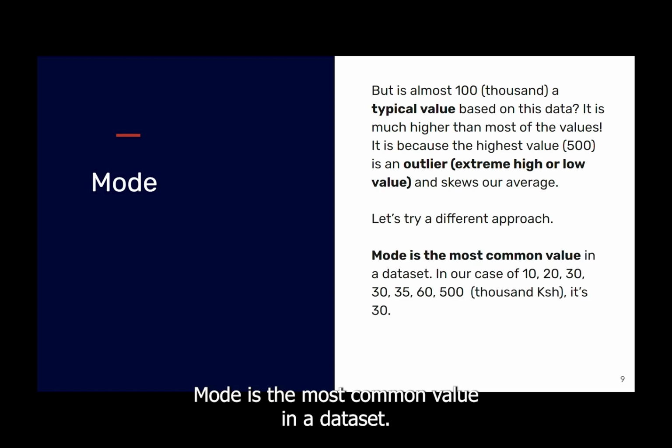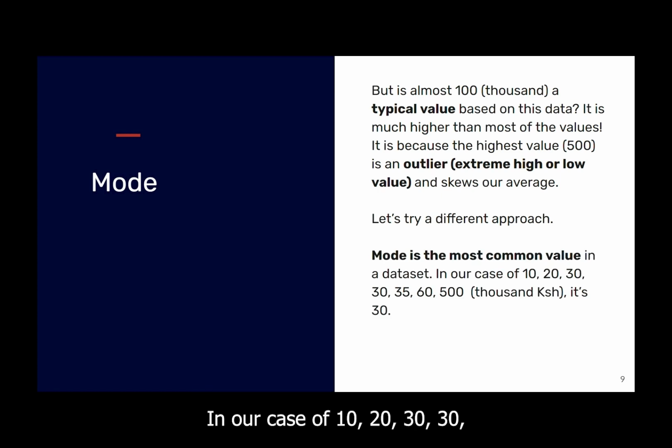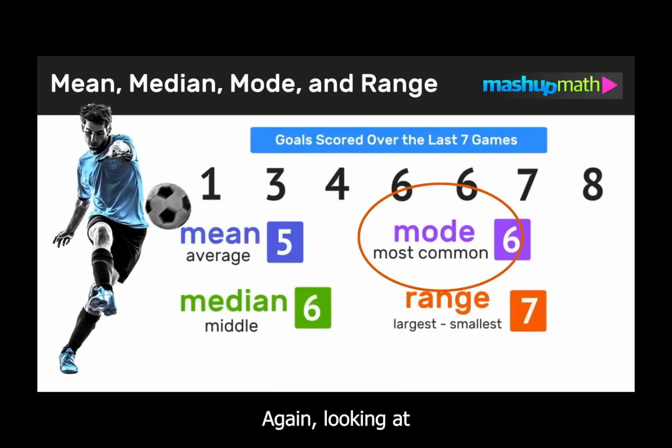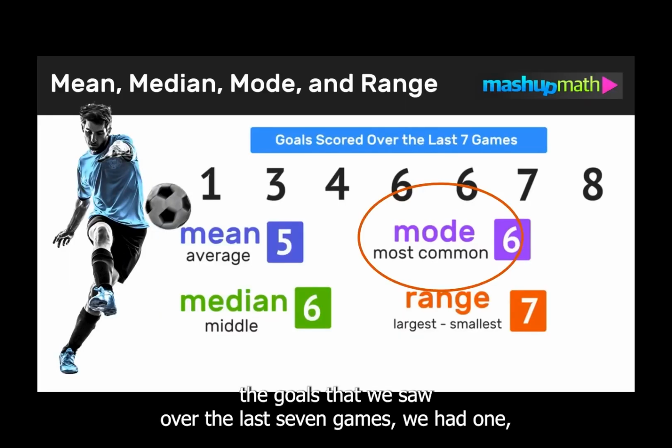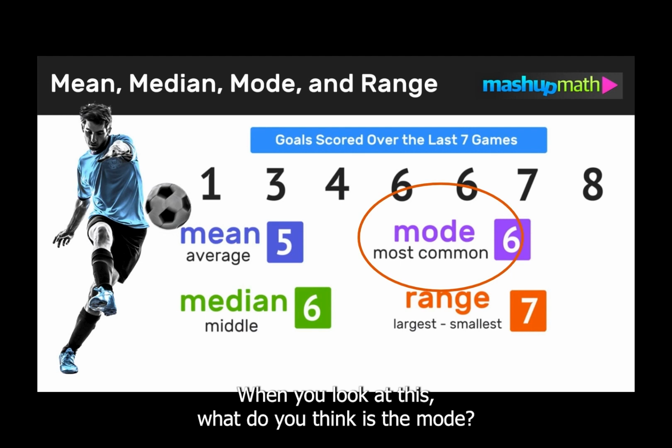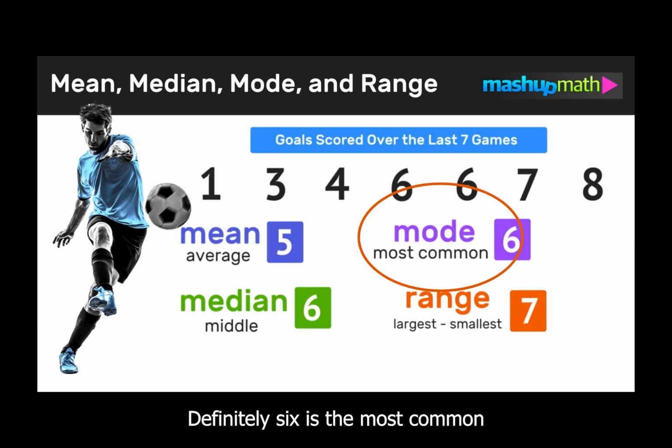Mode is the most common value in a data set. In our case of 10, 20, 30, 30, 35, 60, and 500,000, it is 30 that is the most common value. It represents the typical value much better, doesn't it? Again, looking at the goals that we saw over the last 7 games, we had 1, 3, 4, 6, 6, 7, and 8. When you look at this, what do you think is the mode? Definitely 6 is the most common score over the last 7 games.